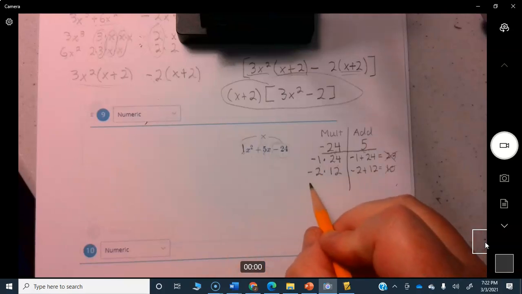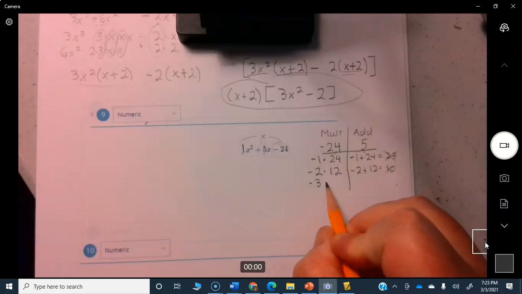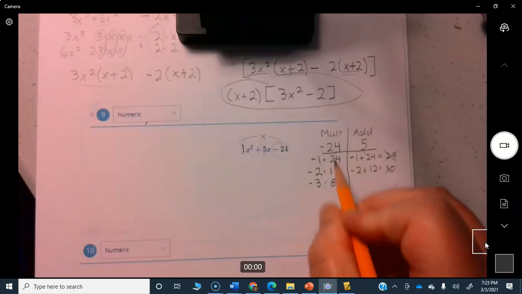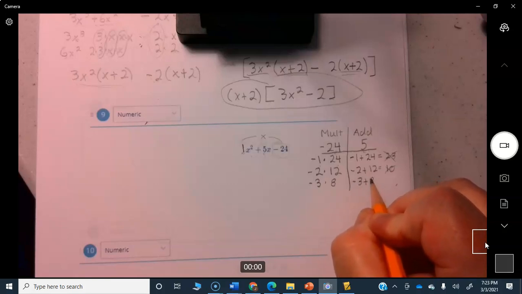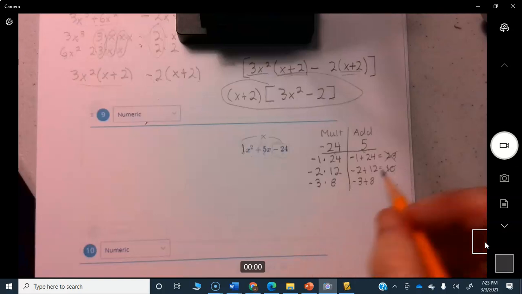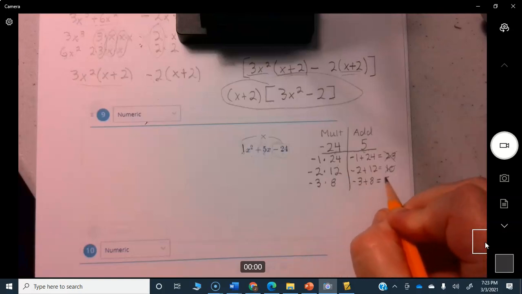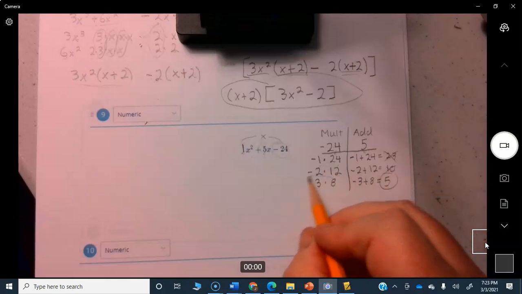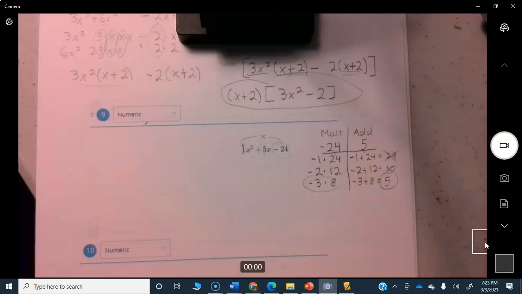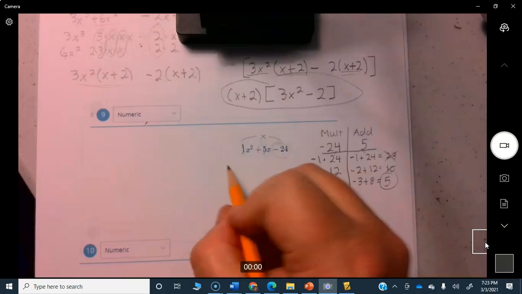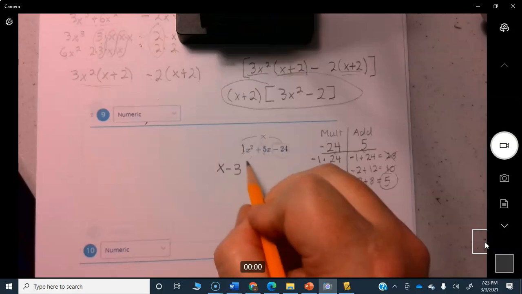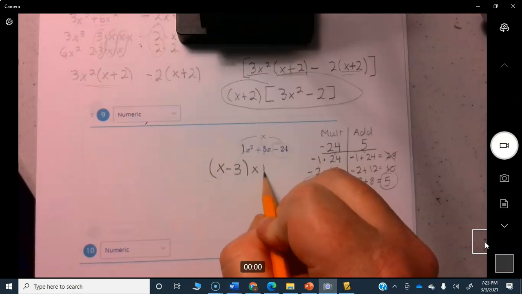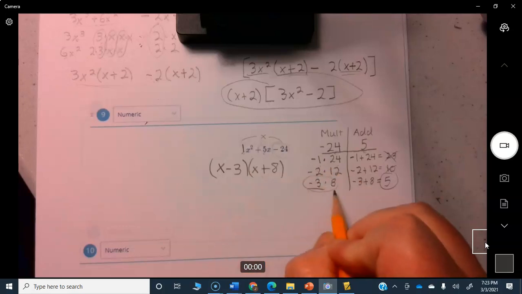How about negative 3? Negative 3 times 8 equals negative 24, and negative 3 plus 8 equals positive 5. Do these on your calculator if you need to, because the negative numbers can mess you up. So that's the one. These are the two numbers we're looking for, negative 3 and 8. So all you simply do is create two binomials: x minus 3, that minus 3 right there, and x plus 8, that 8 right there.